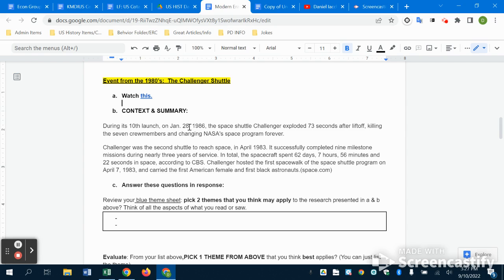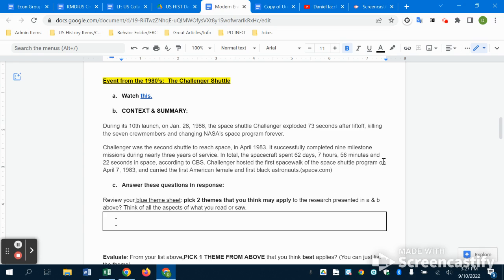During its 10th launch on January 28th, 1986, the Space Shuttle Challenger exploded 73 seconds after liftoff, killing the 7 crew members and changing NASA's space program forever. Challenger was the second shuttle to reach space in April '83. It successfully completed 9 milestone missions during nearly 3 years of service. In total, the spacecraft spent 62 days, 7 hours, 56 minutes, and 22 seconds in space.